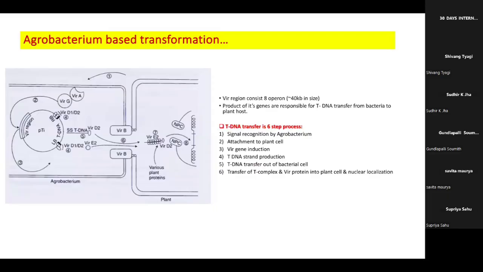the channel made by VirB. You can see here a channel has been made by VirB. So through that channel, it will move to the plant.